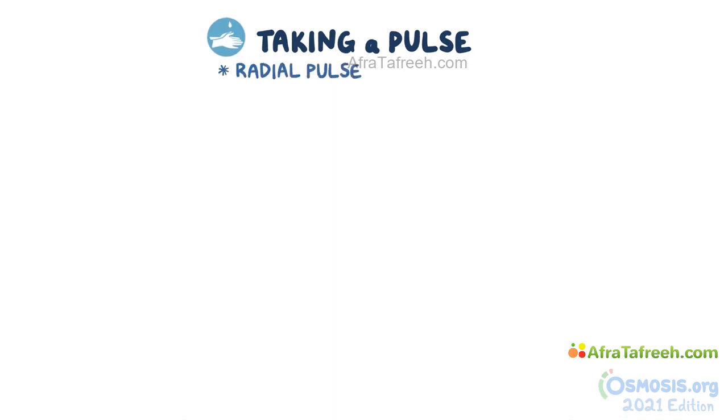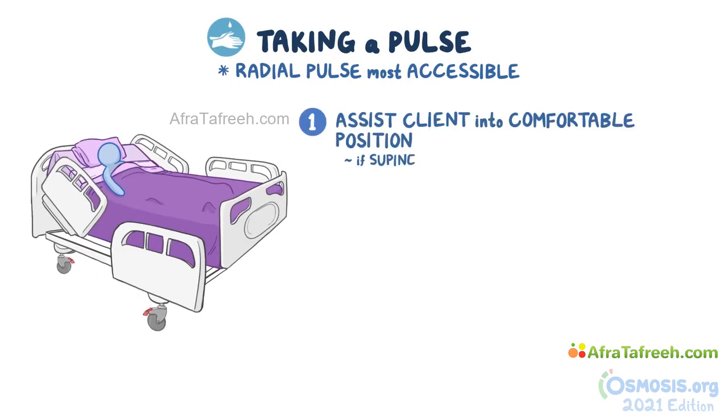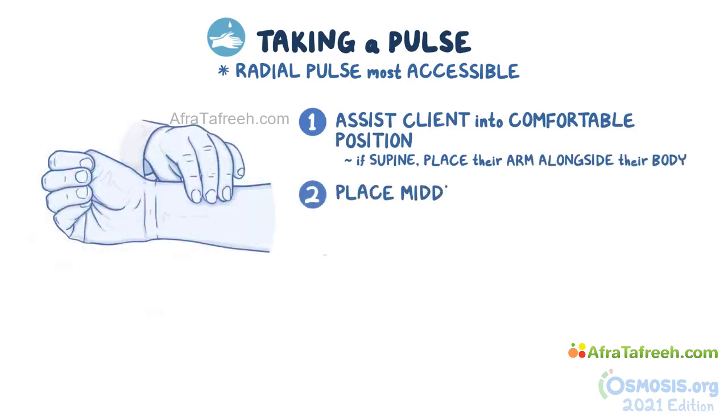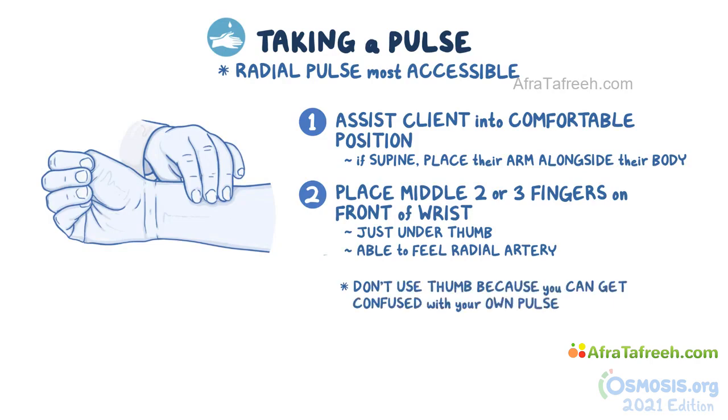Now, the radial pulse is one of the most easily accessible pulse locations. Start by assisting the client into a comfortable position. If the client is lying supine, place their arm alongside their body. Then place the middle 2 or 3 fingers on the front of the wrist just under the thumb. That's where you'll be able to feel the radial artery. Make sure to not use your thumb because you can get confused with your own pulse.